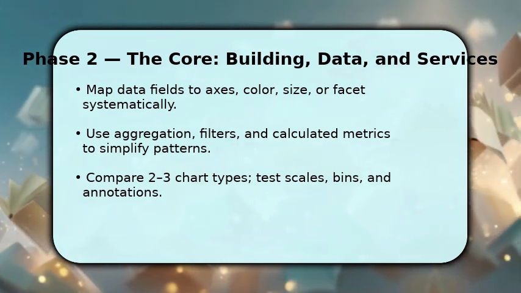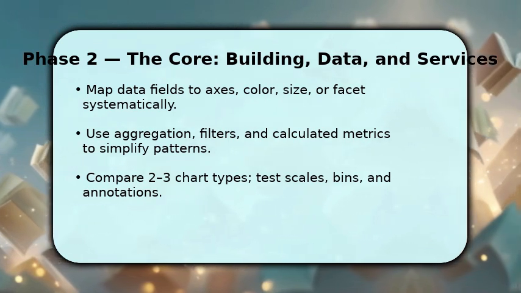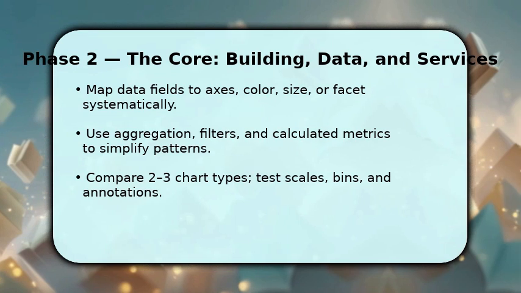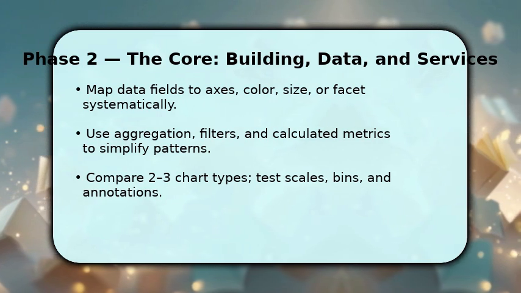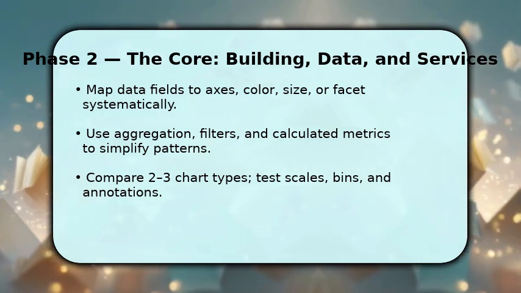Try 2 or 3 chart types to see which exposes the story best and adjust scales, bin widths, and annotations. Make sure to iterate. Small tweaks to labels, ordering, or color palettes often clarify meaning dramatically.